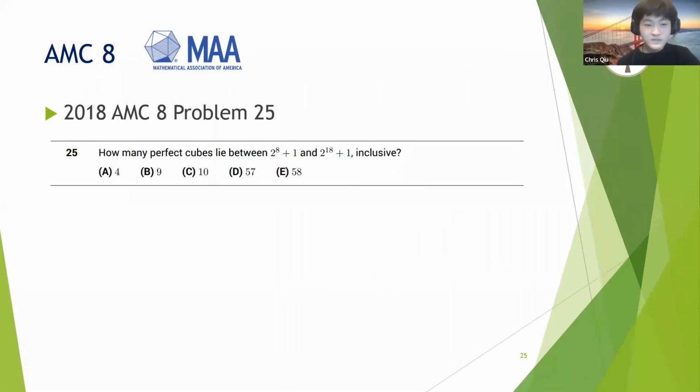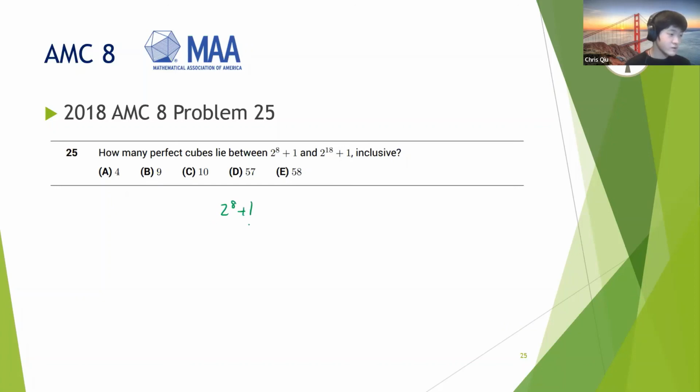This problem asks, how many perfect cubes lie between 2 to the 8 plus 1 and 2 to the 18 plus 1, inclusive? First, we can notice that neither of these are cubes. To find the number of perfect cubes that lie between these two numbers, what helps is to find the smallest cube that lies between them, and also the largest cube between those two numbers.